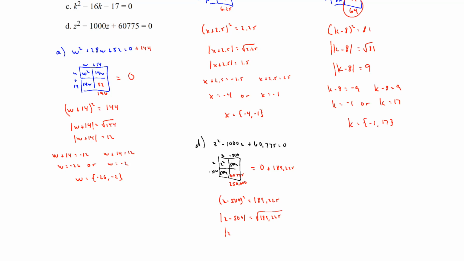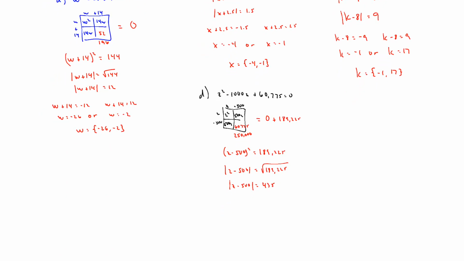And so when we take the square root of that, we have z minus 500, the absolute value is equal to 435. And then now we can set up our two distances here. Z minus 500 could equal negative 435, or z minus 500 could equal positive 435. So if you add 500 to negative 435, you get 65. So z is equal to 65. If you add 500 to 435, you get 935. So these are the two answers that z could be. So z could equal 65, or it could equal 935.